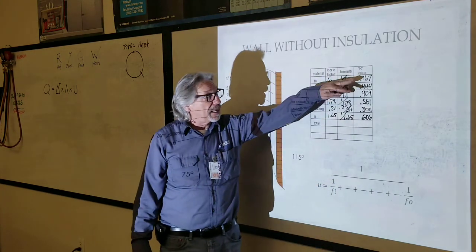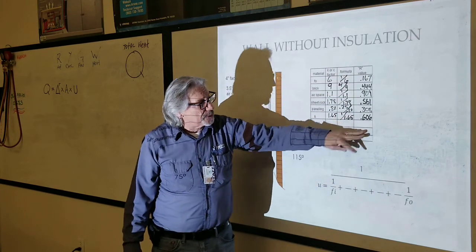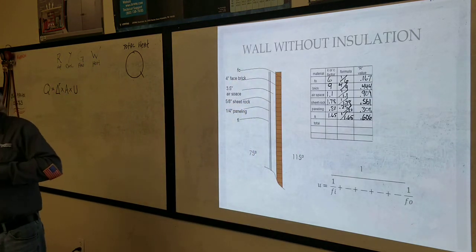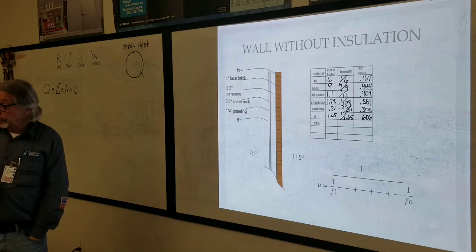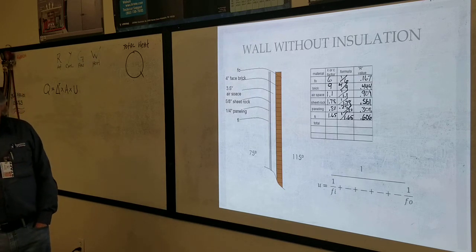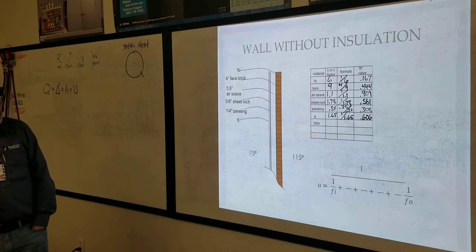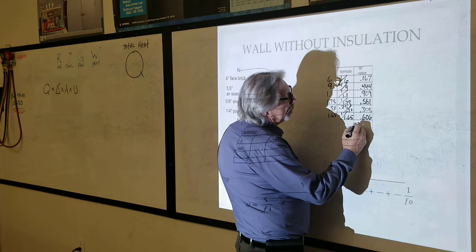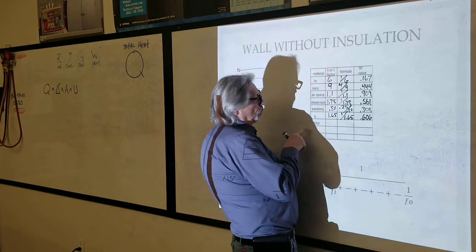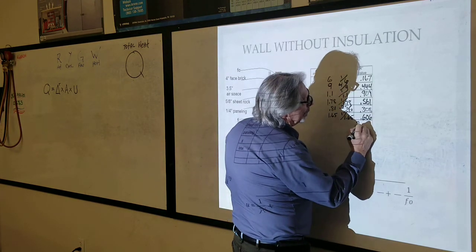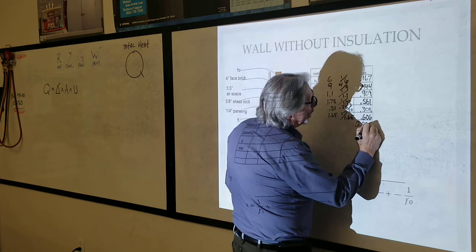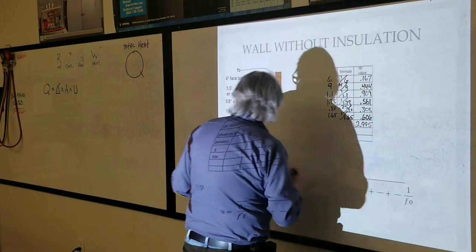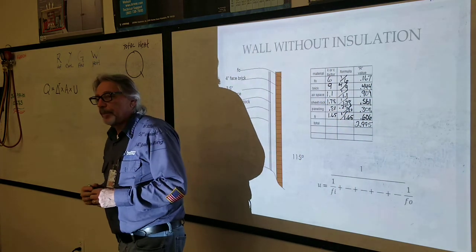Okay, so if we add all of those numbers up, we're gonna get a total R value to that wall at 2.9.